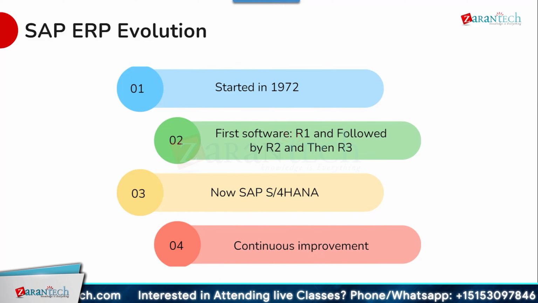And today, SAP continues to innovate and lead the market with SAP S4HANA. This latest version leverages the power of in memory computing to deliver unprecedented speed and agility. SAP S4HANA provides businesses with real time insights, streamlined processes, and the ability to adapt quickly to changing market conditions. The evolution from R1 to S4HANA clearly showcases SAP's commitment to continuous improvement and innovation, ensuring that businesses can thrive in an ever evolving digital landscape.